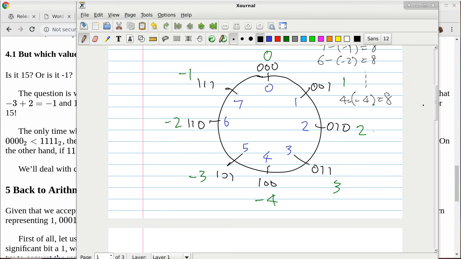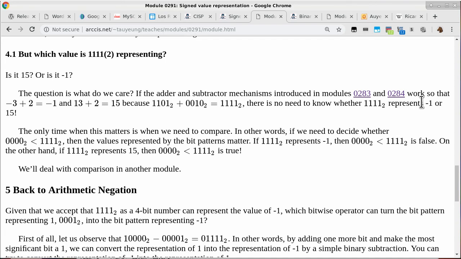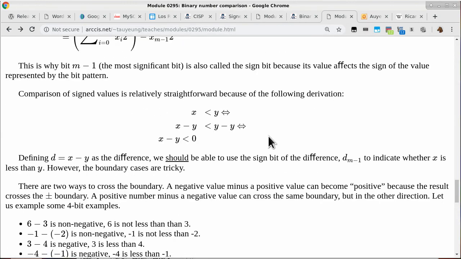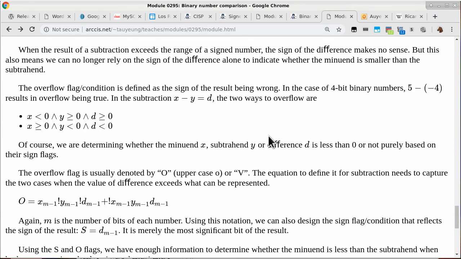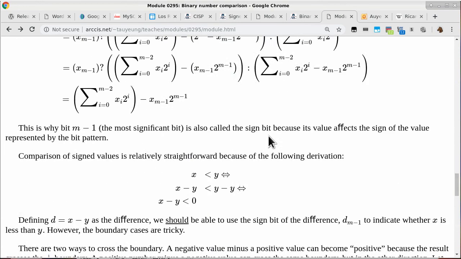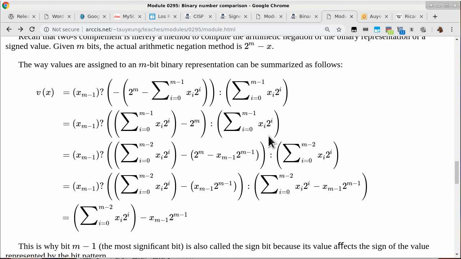So with that in mind, I'm going to switch back to my notes here. I have to find that module that we were looking at earlier, and I think it's here. All right, that's it. So this is back to the comparison slide. So this is saying, what is the value represented by x? But I want the signed interpretation this time.